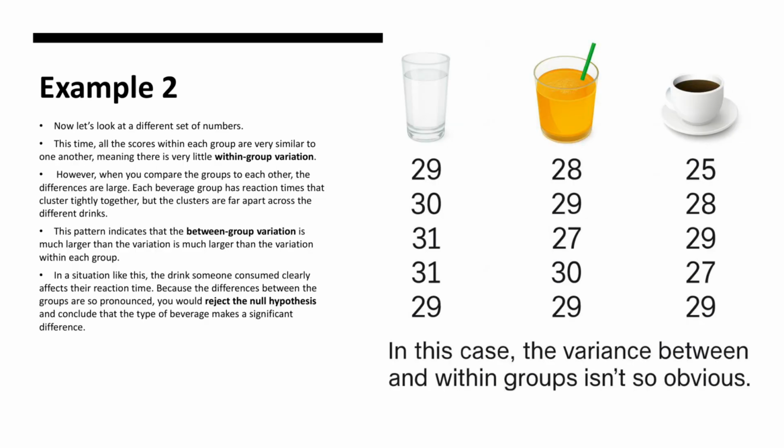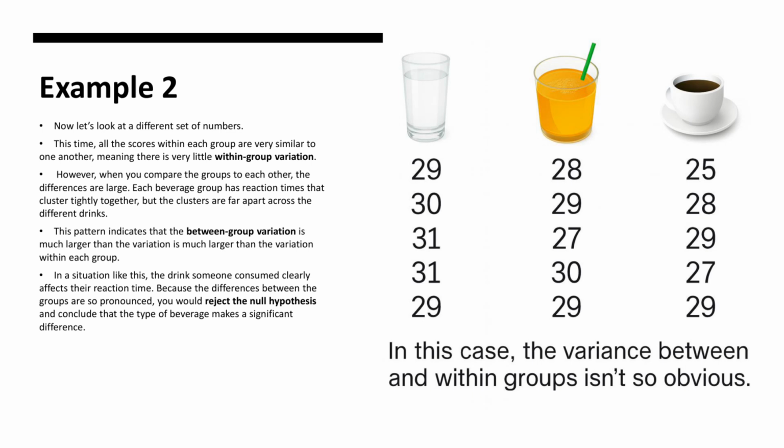Now let's look at example 2, which shows a very different situation from example 1. First, focus on what is happening within each group. In the water group, the reaction times are 29, 29, 30, 31, 31. These values are very close to each other. This means people who drank water responded at almost the same speed. There is very little variation within this group.